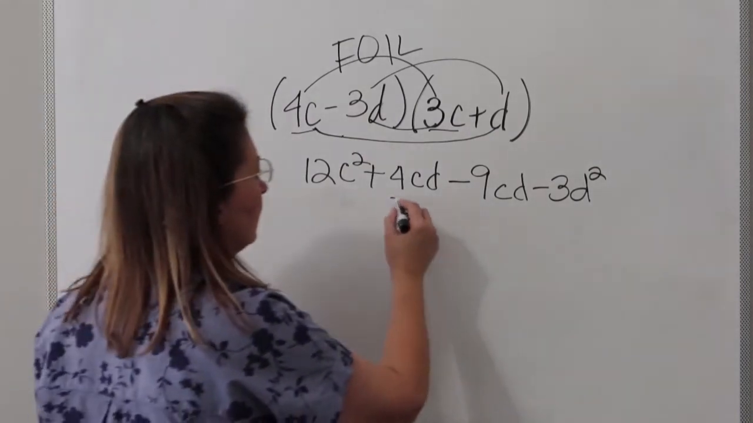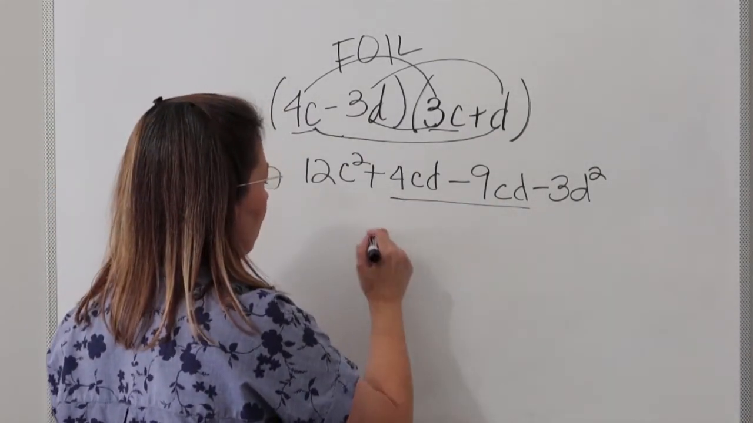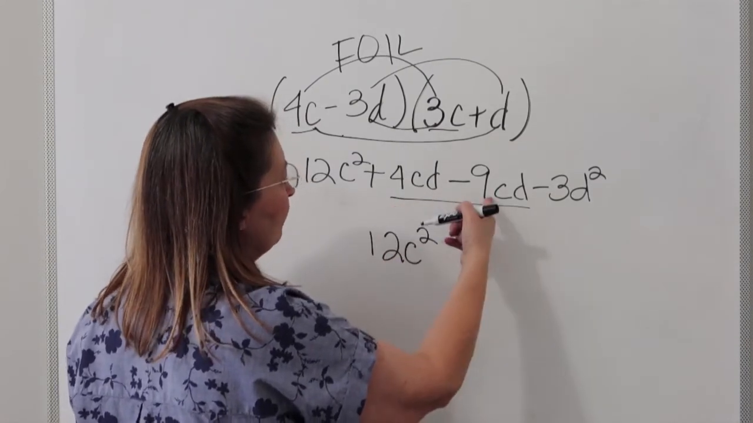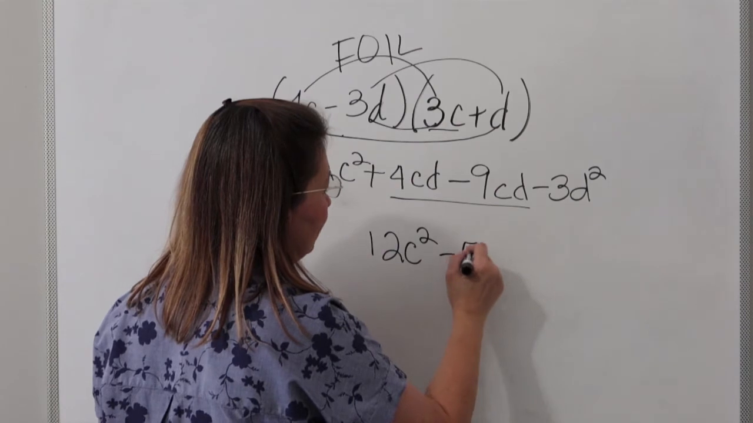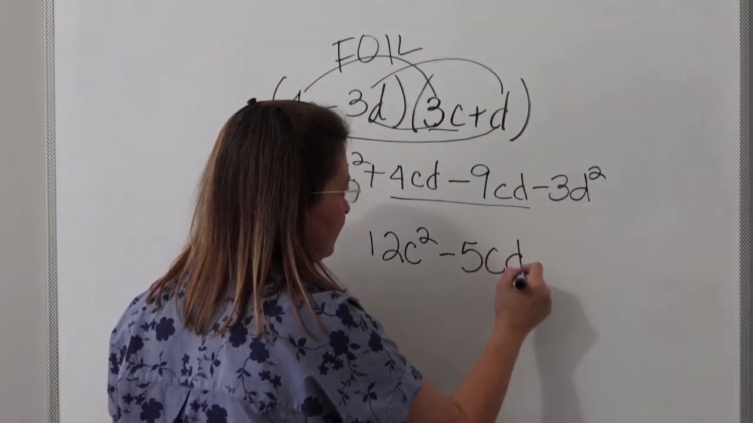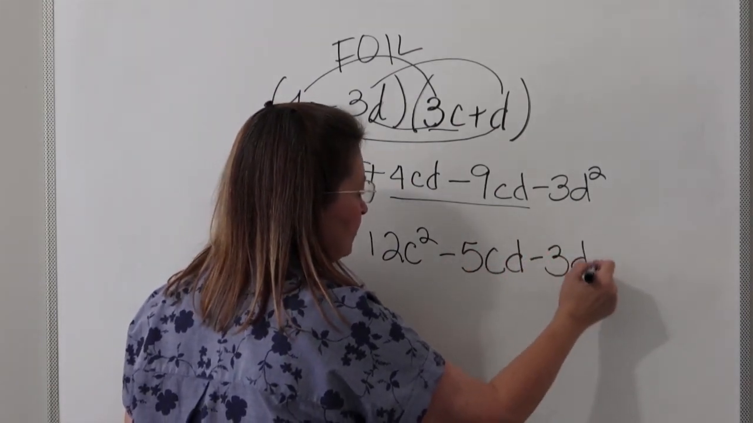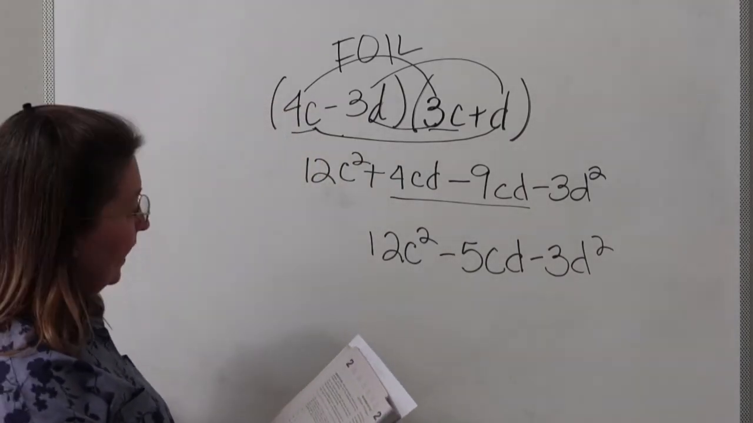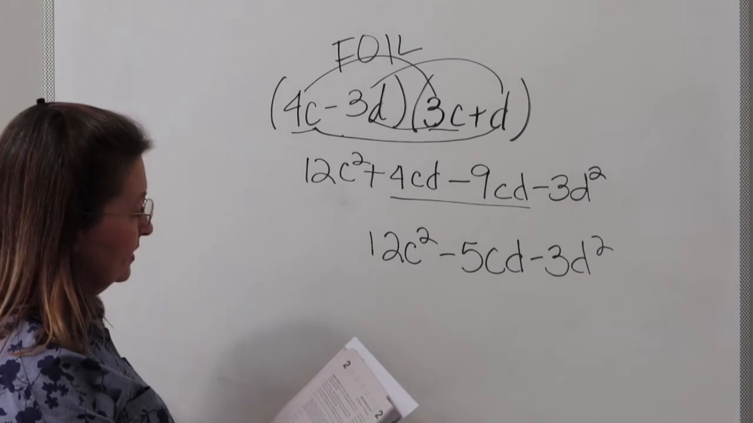So let's go in here and combine these 2 middle terms, your O and your I. So we have 12c squared. Positive 4 minus 9 is going to be -5cd minus 3d squared, which matches answer number C.